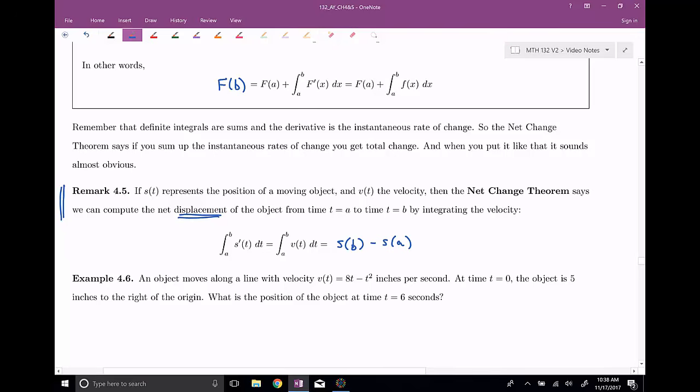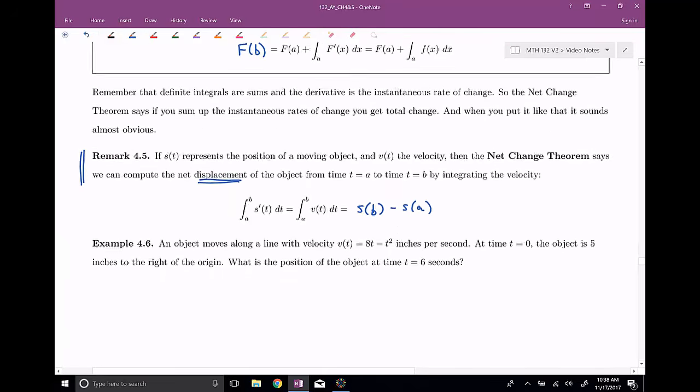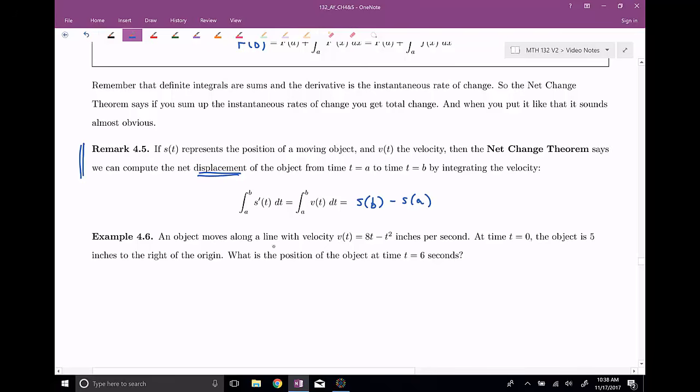Okay, so that's not so bad. Let's see an example of how we actually use something like this. An object moves along a line with velocity 8t minus t squared inches per second. Now at time t equals 0, the object is 5 inches to the right of the origin. What is the position of the object at time t equals 6 seconds?